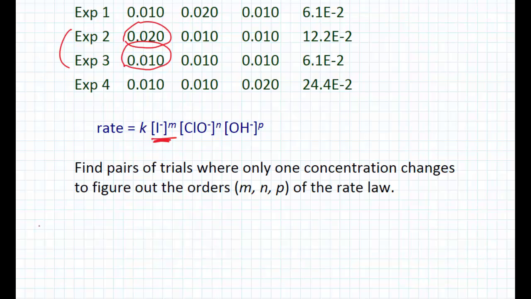So I'm going to do 2 over 3, so I can have a large one over a small one. So let's write this like this. Experiment 2 over experiment 3. And then we're going to start with their rates divided. And if the power of 10 is the same, you can just leave it off. I'm just going to say 12.2 divided by 6.1. And then their concentrations in the parentheses, 0.020, 0.010, to the m.